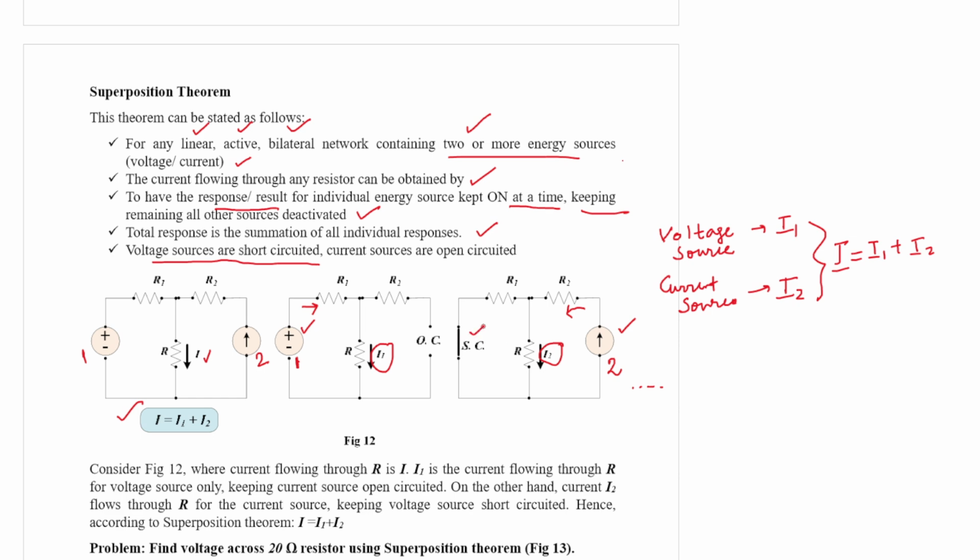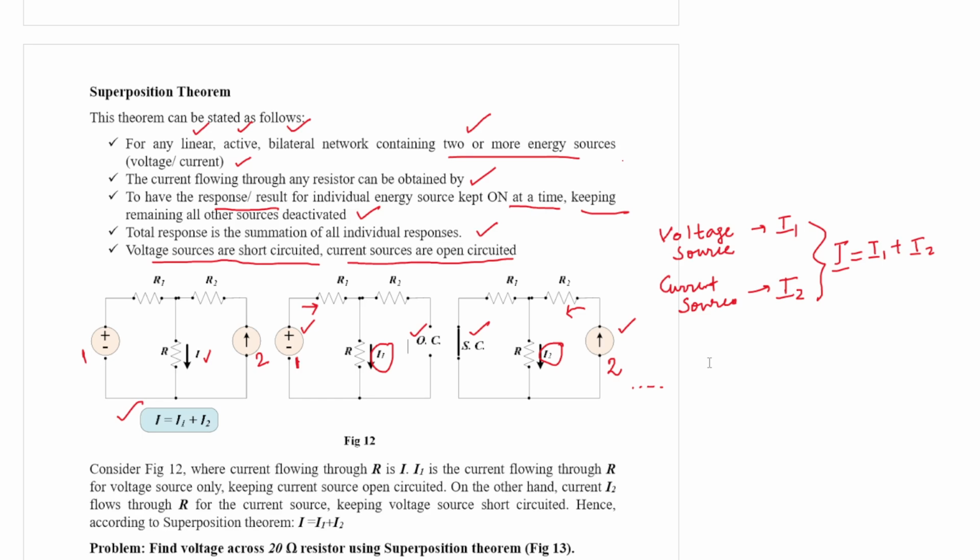It is done in this case because source 1 was a voltage source, so that is why it is short circuited. And current sources are open circuited. Okay, so that is the statement of the theorem. It is purposefully written in this manner to make you understand.